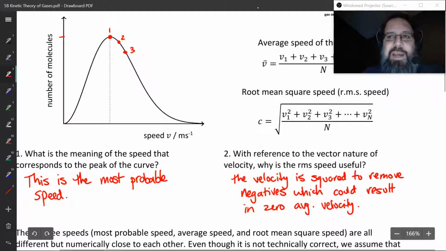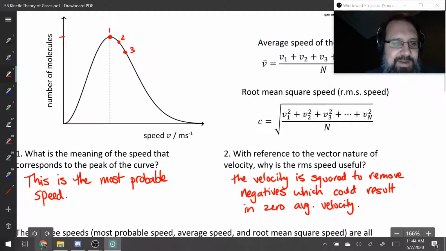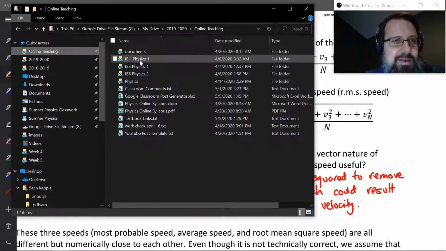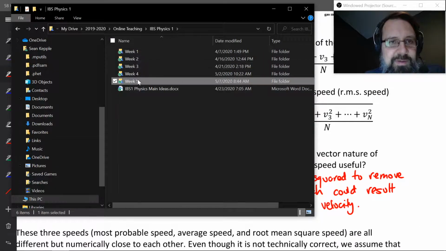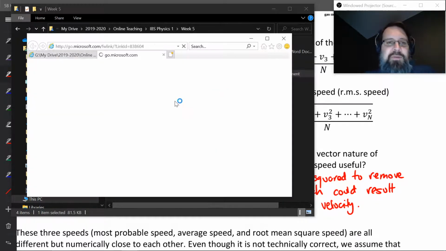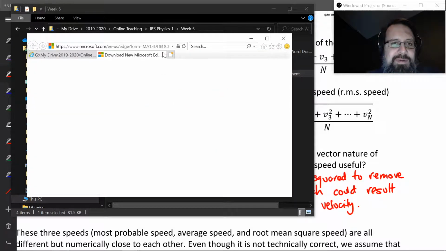Okay, oh yeah, I was going to show you guys this graph. Let me see if I can find it real quick. Let's see. Online teaching here, week 5. Maxwell Boltzmann distribution. Okay, here we go. Come on, come on.